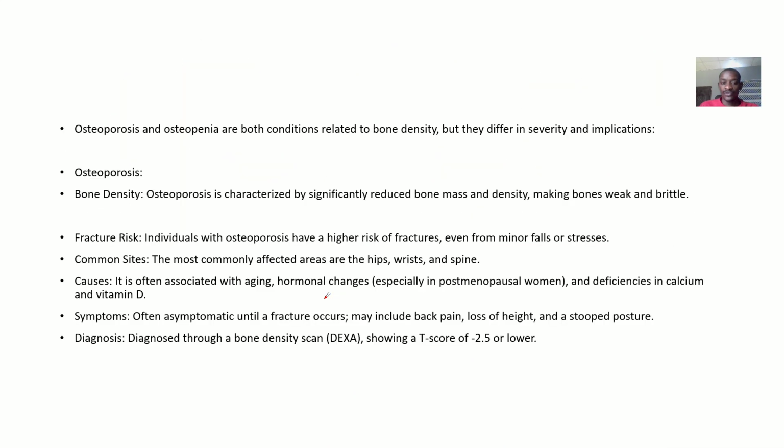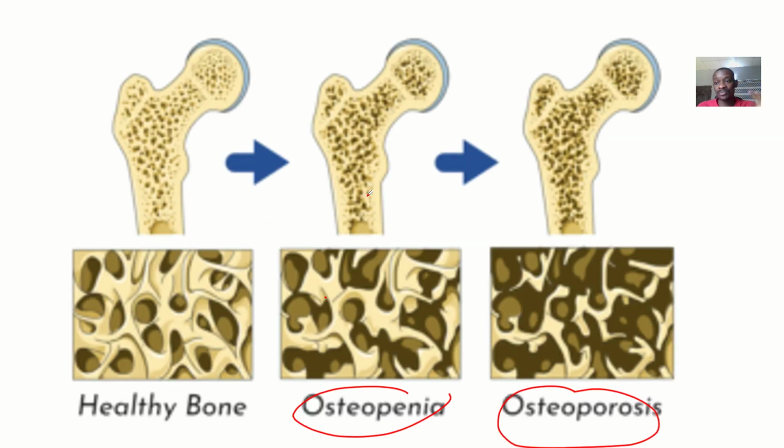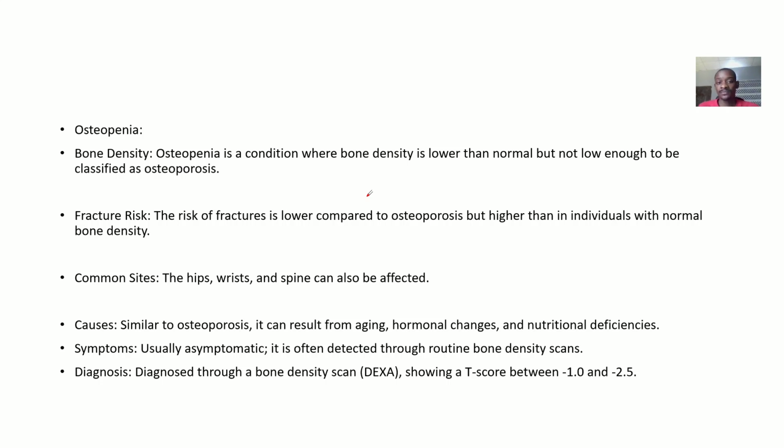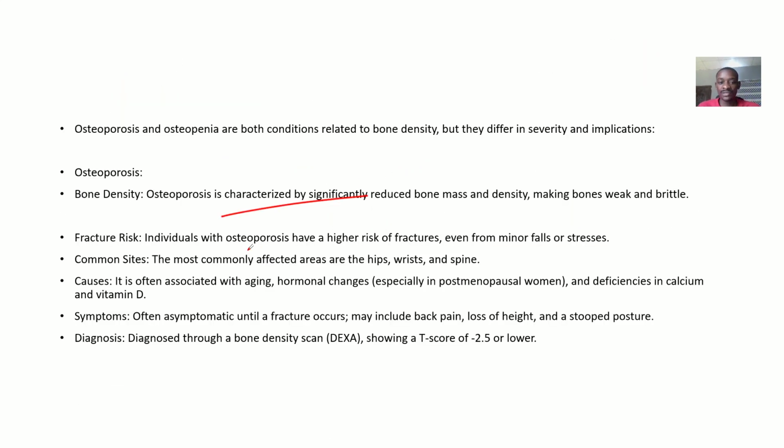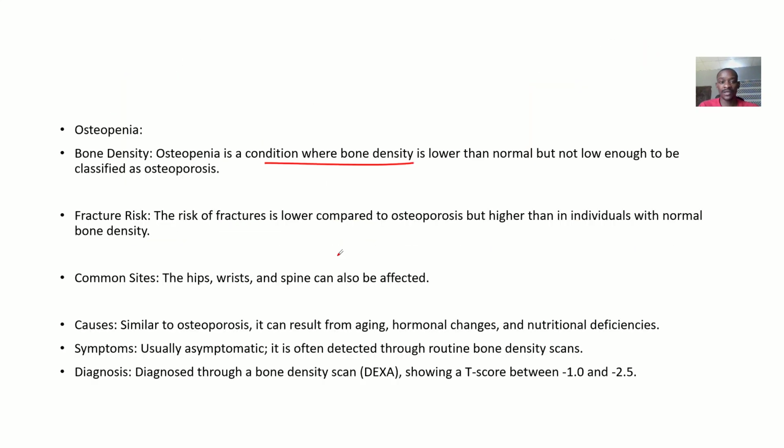So for density, osteoporosis is characterized by significantly reduced bone mass and density, so it will make your bones weak and brittle. While for osteopenia, it's a condition where the bone density is lower than normal, but not low enough to be classified as osteoporosis. Okay. Fracture risk: individuals with osteoporosis have a very high risk of fractures, even when they just have a minor fall. Then the risk of fractures is lower in osteopenia compared to osteoporosis.